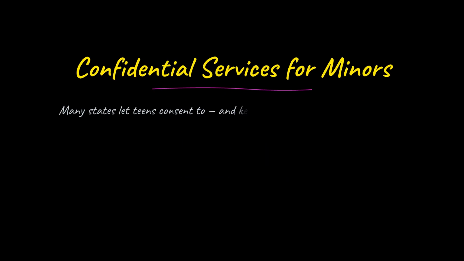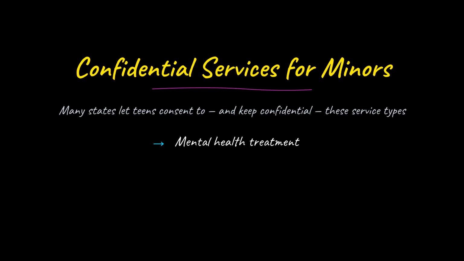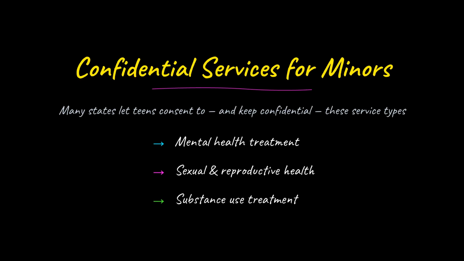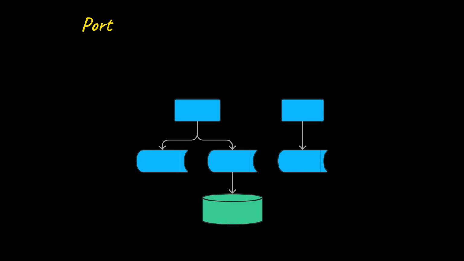State laws vary, but most allow minors to consent to and keep confidential at least 3 categories of care: mental health treatment, sexual and reproductive health, and substance use treatment. These carve-outs exist because research consistently links access to confidential care in these areas with better health outcomes.